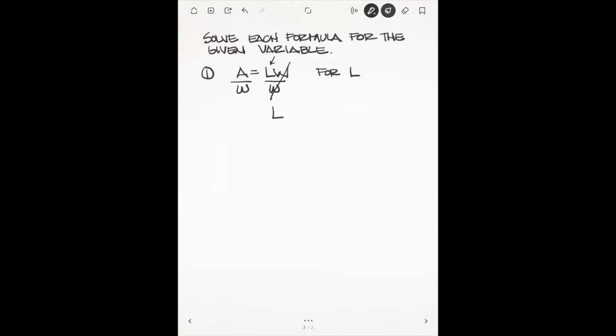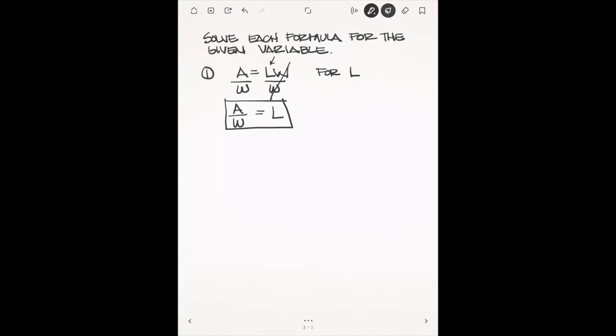I have L by itself, and I cannot simplify this because I don't have any numbers in them, but I can write it as the area divided by the width. And I have solved this equation for L. I now have L equals instead of A equals.